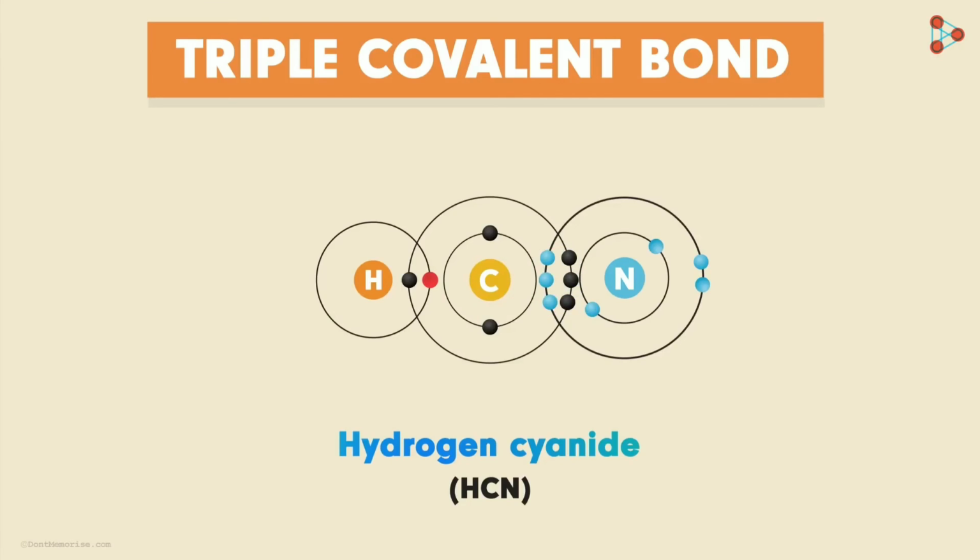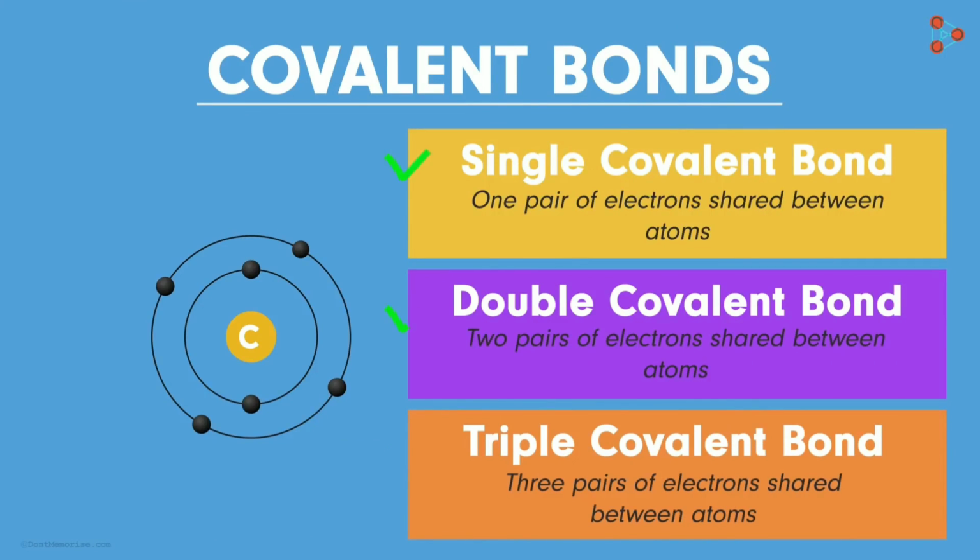Remember, a covalent bond always requires sharing of electrons. So that is how 6 electrons are shared between these 2 atoms. Thus, 3 pairs of electrons gives rise to a triple covalent bond between the carbon and nitrogen atoms. Now this was how carbon forms various covalent bonds with other elements.